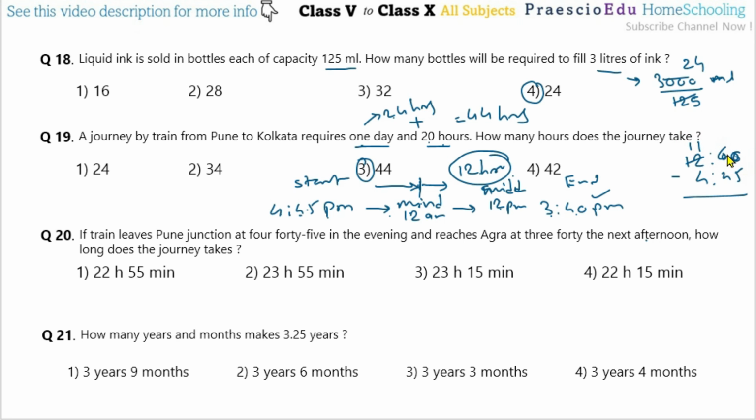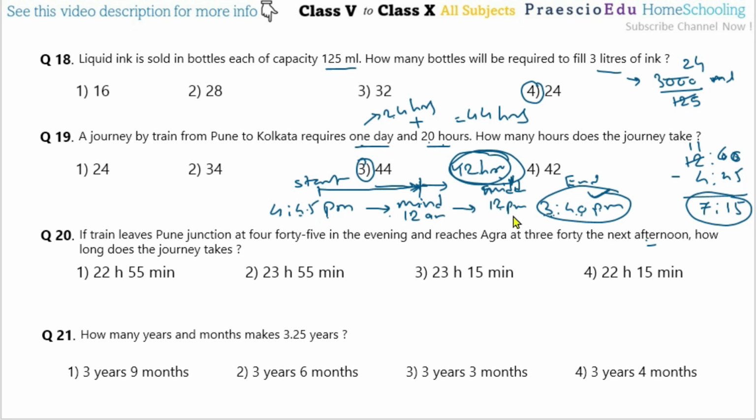So that 60 minutes we will convert. So 60 minus 45 is 15, and 11 minus 4 is 7. So 7:15 is this duration from starting to the midnight. From midnight to the next afternoon is 12 hours, and after this to the afternoon reaching point is 3:40, that is already given. So we will add these time durations.